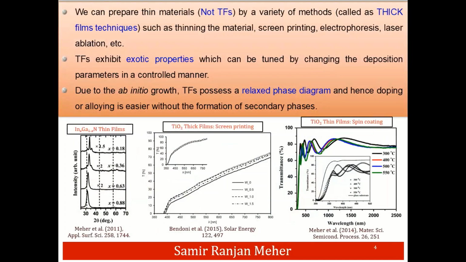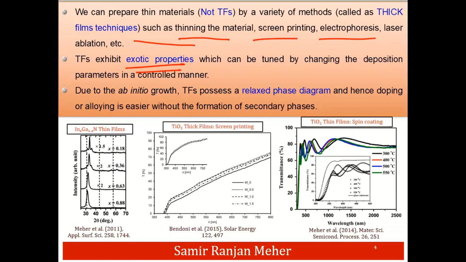So what is the advantage of using thin films? There can be other techniques which are thin in their thickness. For example, thick film techniques, where we can get them by thinning the material or by screen printing or by electrophoresis or by laser ablation, but they will not exhibit the exotic properties shown by the thin films. The thin films exhibit the exotic properties because of their certain deposition parameters, because of their ab initio growth.